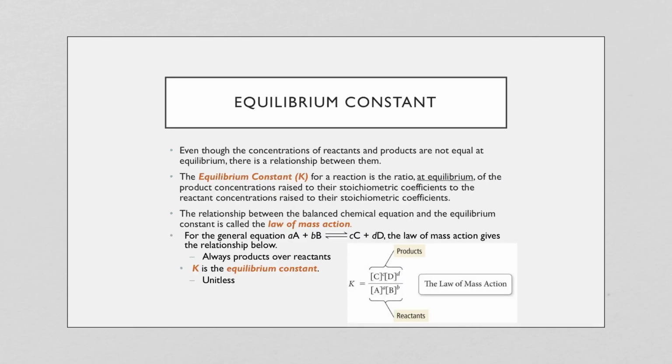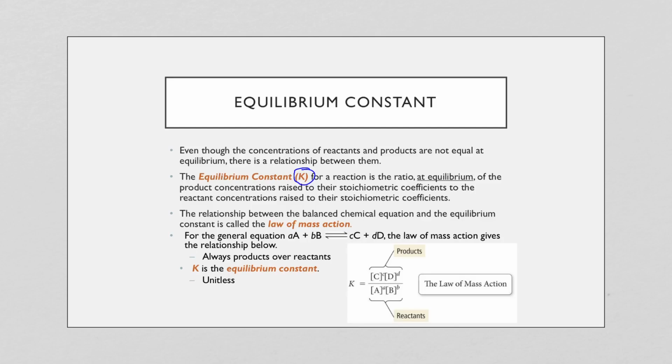Now, as I mentioned before, the key value that we're going to use when we discuss equilibrium is called the equilibrium constant. Even though those concentrations are not equal, there is a relationship between them, and this relationship is expressed by what we know as the equilibrium constant. We abbreviate the equilibrium constant with a capital K, importantly italicized, to differentiate it from the symbol for Kelvin, which is a capital K.